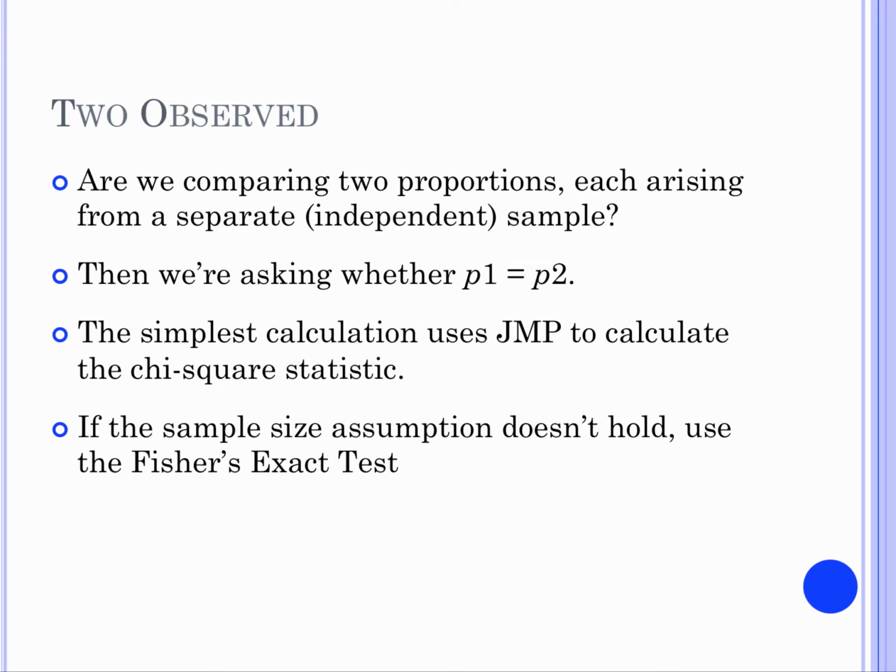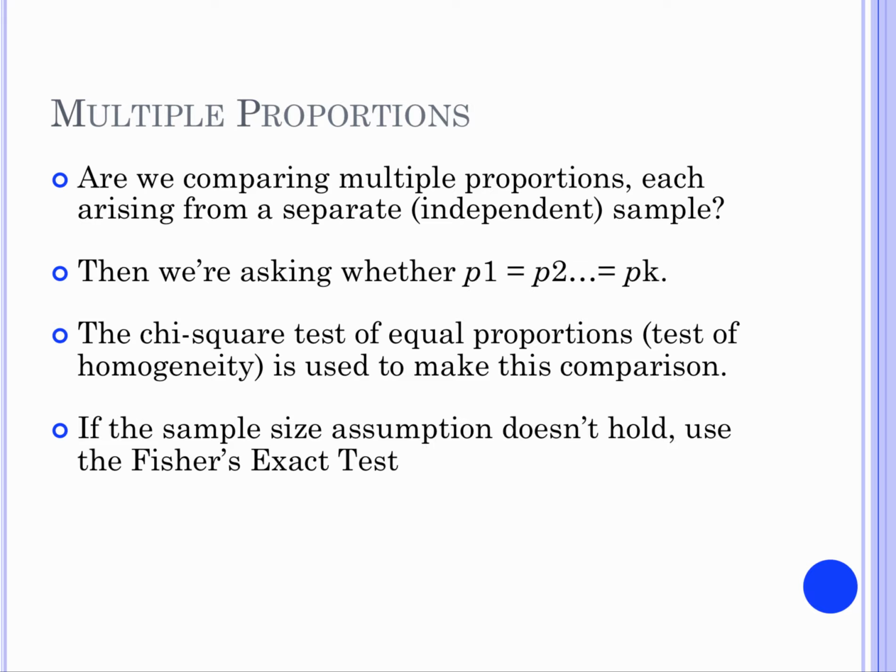When we have 2 observed proportions, we want to know if p1 equals p2. For example, if the proportion of females is equal across 2 outcome groups. The simplest test statistic is a chi-square. If the sample size assumption does not hold, then it's the Fisher's exact test. For multiple proportions, again, we're asking whether the proportion of one group is consistent across the levels of the other variable. This is a chi-square test of equal proportions, also called a test of homogeneity or a test of independence. Again, if the sample size assumptions don't hold, it's the Fisher's exact test.